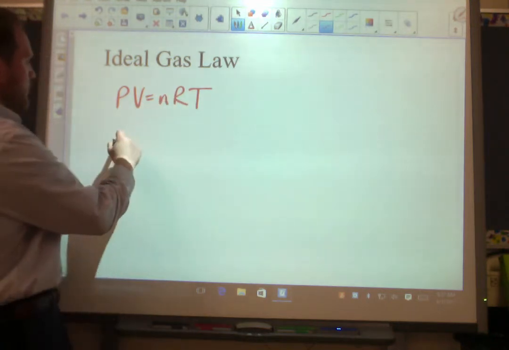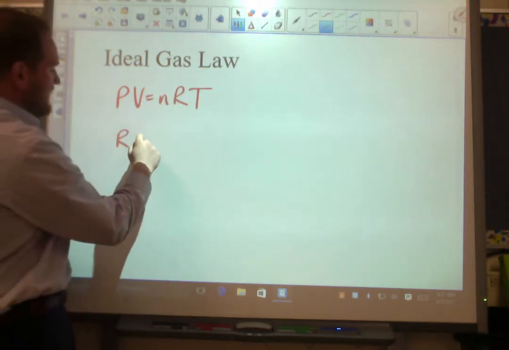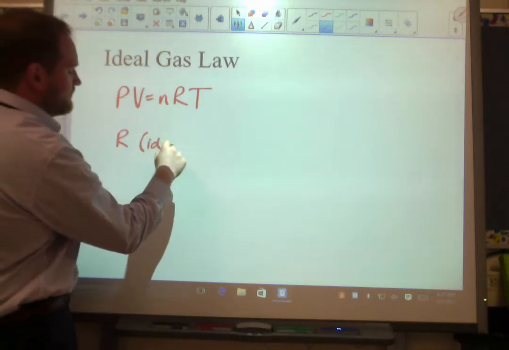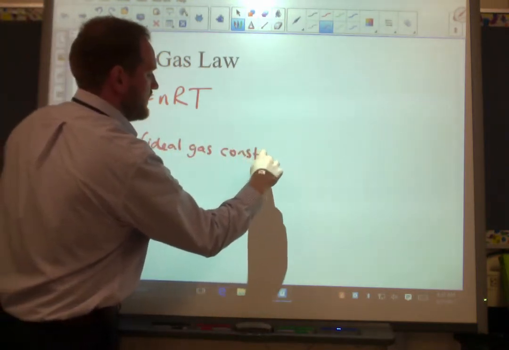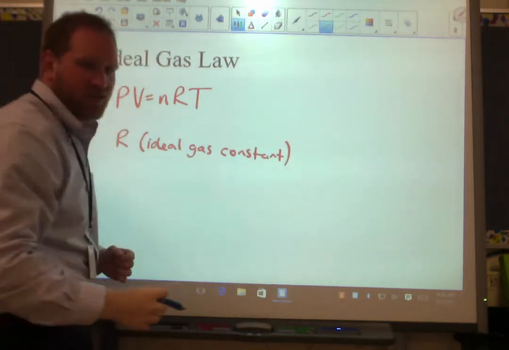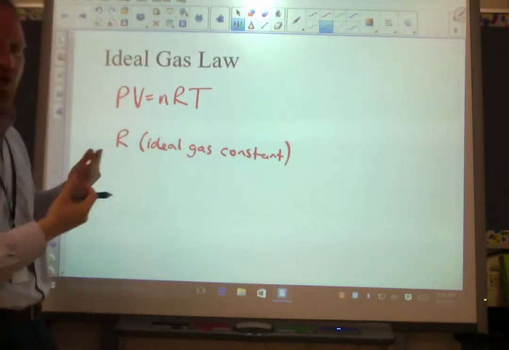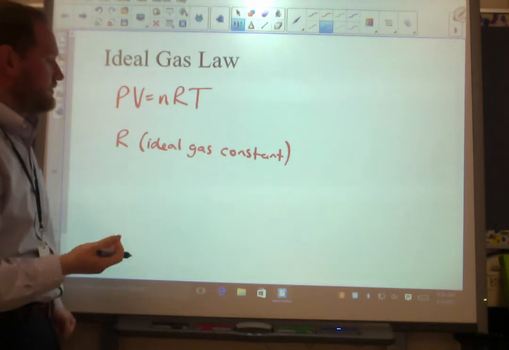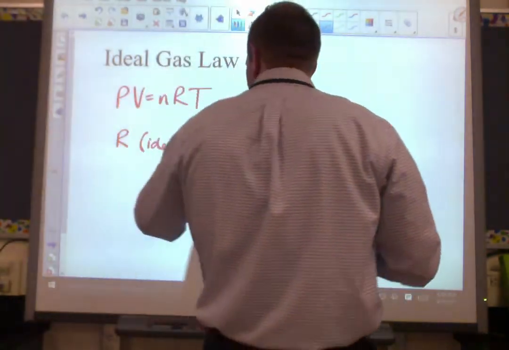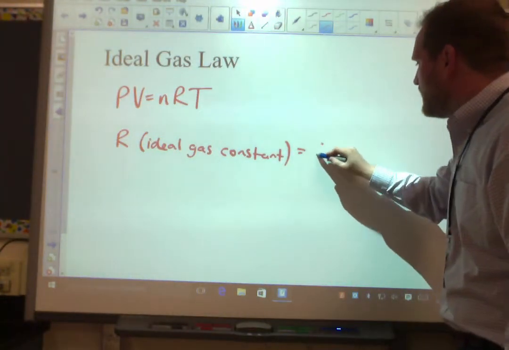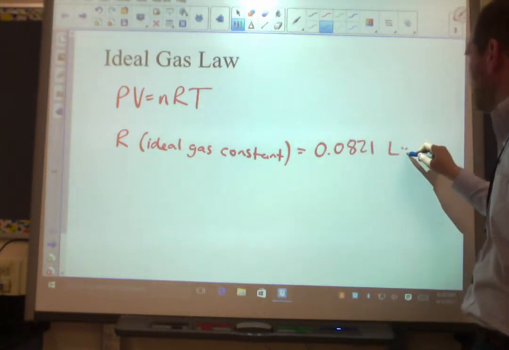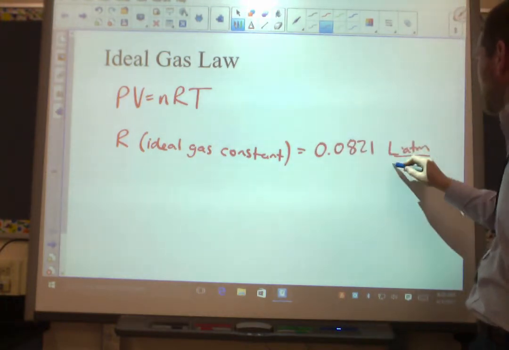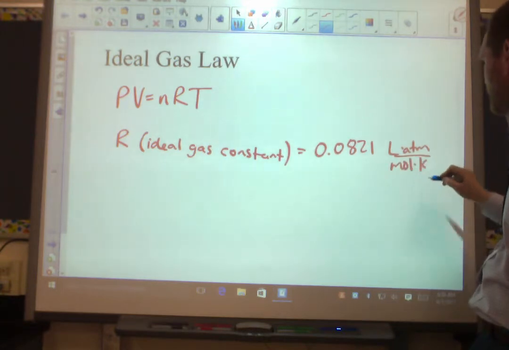So we have to know what R is. R is called the ideal gas constant. It's basically a way for us to make this equation work for real life situations. So R, you have to know the value of 0.0821 liters atmospheres over moles Kelvin.